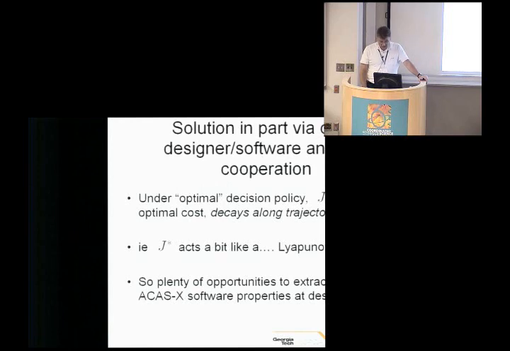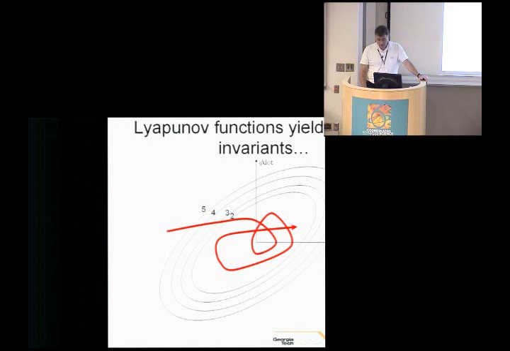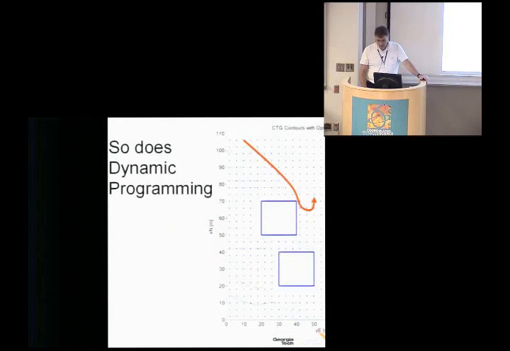So since J, the optimum cost, acts as a Lyapunov function, let's see what we can do with it. So that's a regular Lyapunov function, okay, where the innermost ellipsoid is invariant. Well, that's more like the kind of Lyapunov function you encounter when you solve dynamic programs. Okay, the contours of the optimal value function are not very easily seen here. You see a little bit here. I mean, they're kind of crooked.